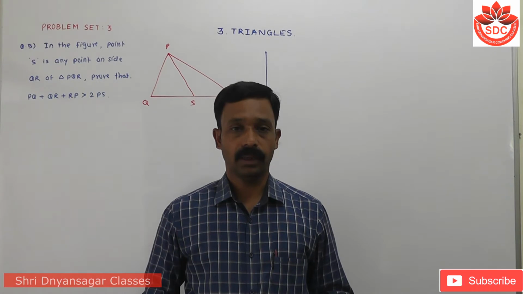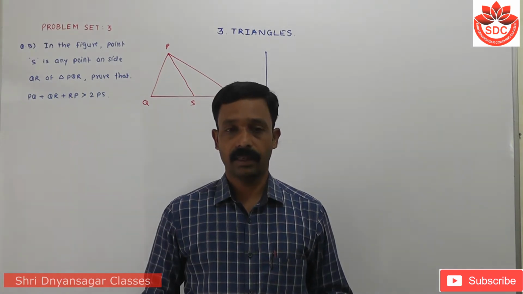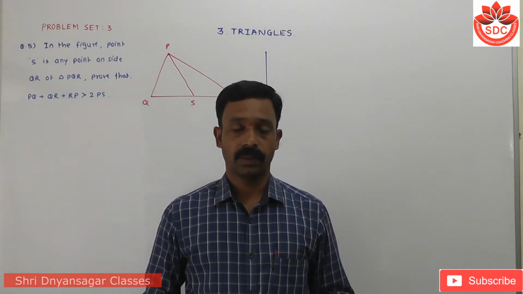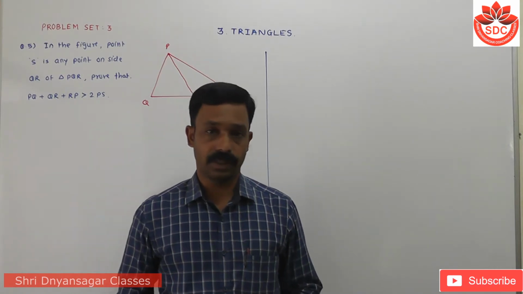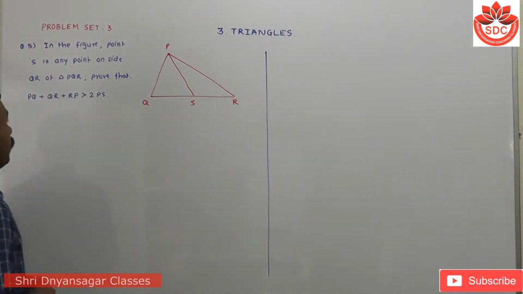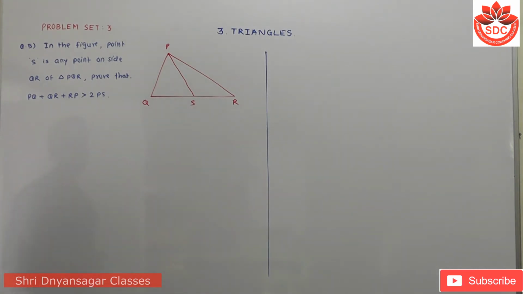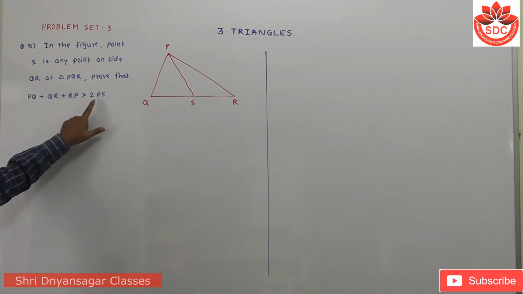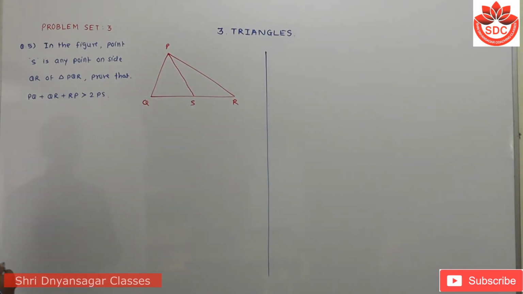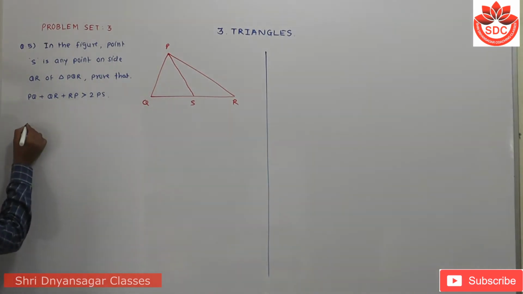Of the problem set 3 of the chapter 3rd, Triangle, 9th standard mathematics part. The next question, question number 5 is: in the figure, point S is any point on the side QR of triangle PQR. Prove that PQ plus QR plus RP is greater than twice PS. So simple but very important example.